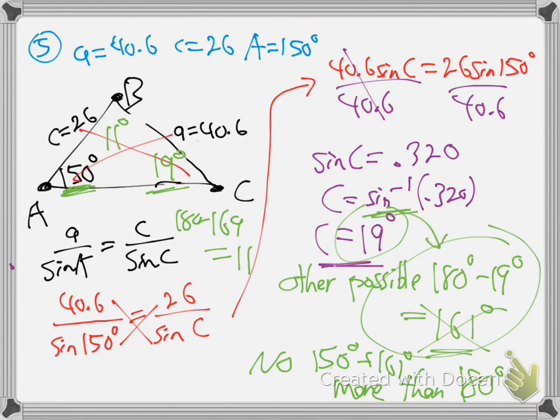So you're basically trying to match it up with the 150 by doing 180 minus 19? Right, I'm seeing if it can go with the 150 or not. Yeah, you always do 180 minus it to get it.